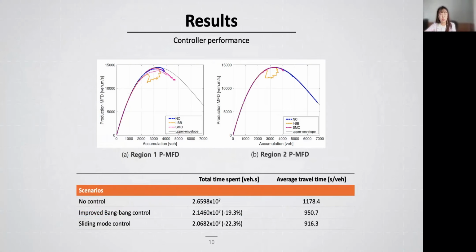The table shows the total time spent and average travel time for the three control cases. The values in parentheses show the reduction in total time spent compared to the no control case. As you can see, the sliding mode control gives the best performance, around 22% reduction in total time spent compared to the no control scenario.